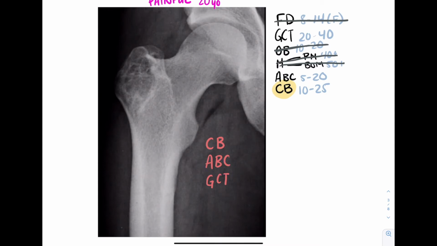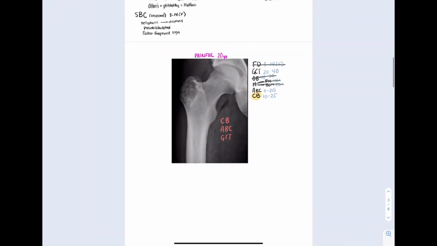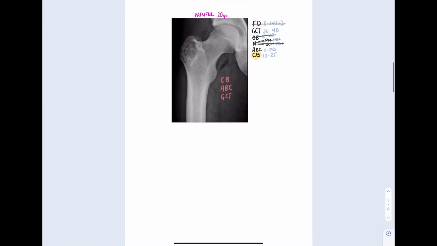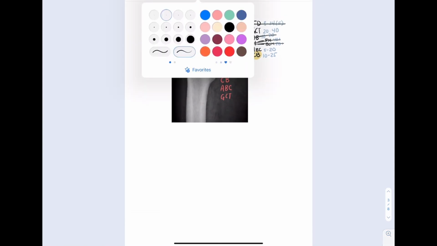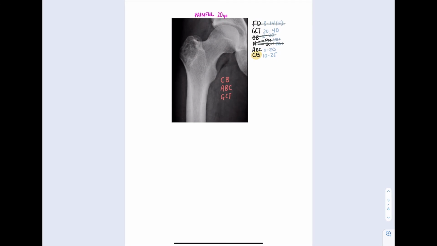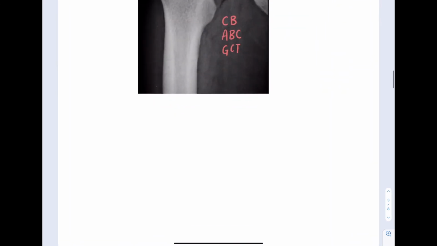ABC is eccentric in location, and we see this. It is eccentric in location, and it is a geographic lytic, eccentric. ABC is a good choice, and we're still in that age range where I can say an ABC. So I do CB, ABC, GCT. Now, just like the last one, we've already defined some of the buzzwords for FD, or the main things you should think about with fibrous dysplasia. Let's talk about the main things you should think about when we talk about a giant cell tumor.